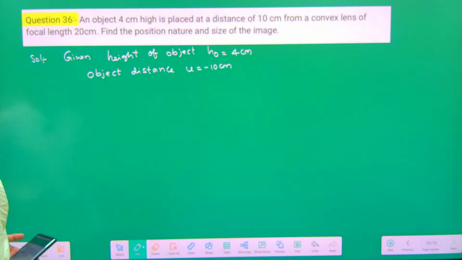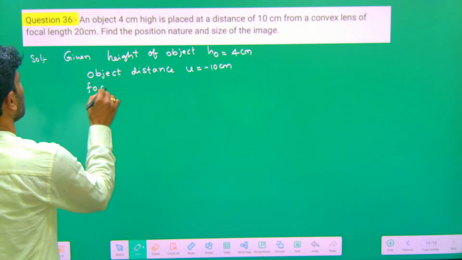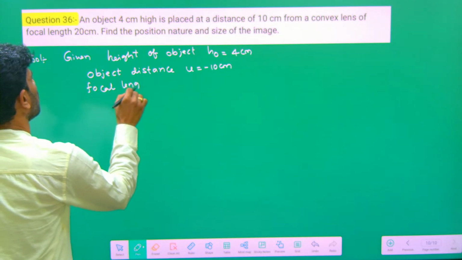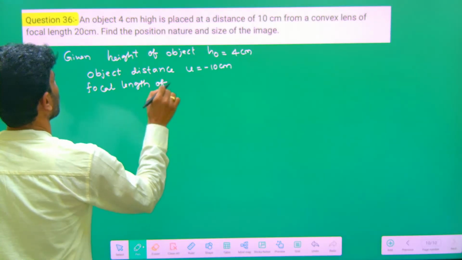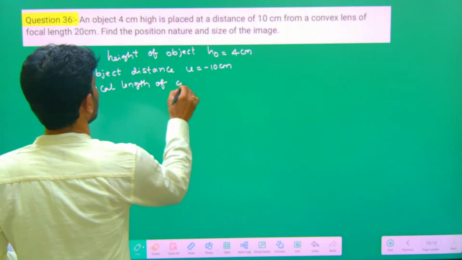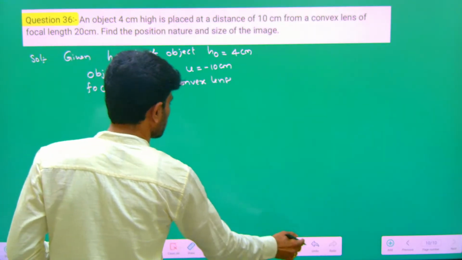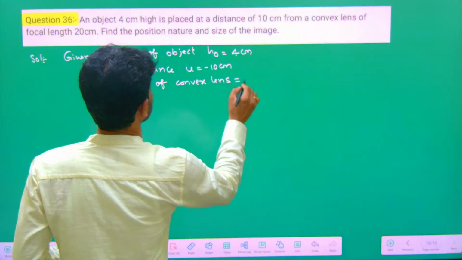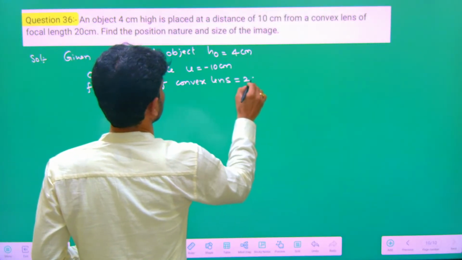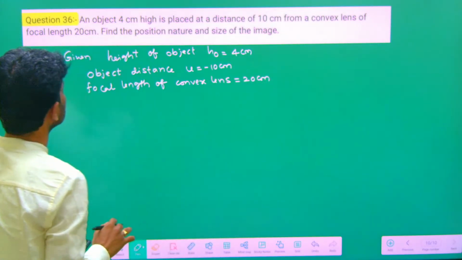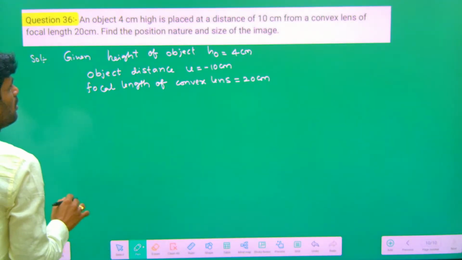And then focal length is also given. Focal length of the convex lens. That is important: convex. Because it is convex, we should take it as positive. So it is plus 20 centimeters. Now what they are asking to find first is the position of the image.